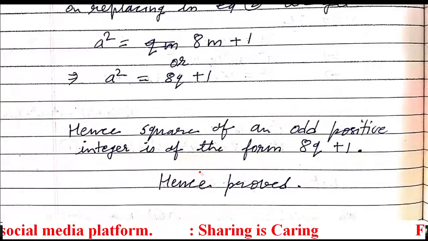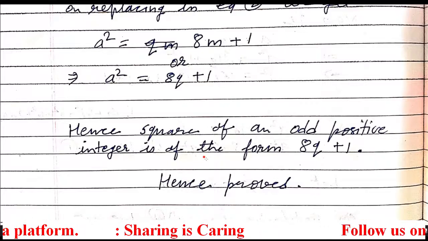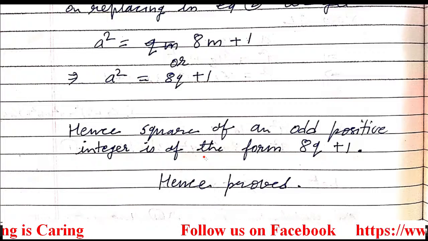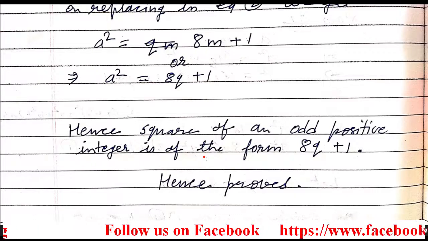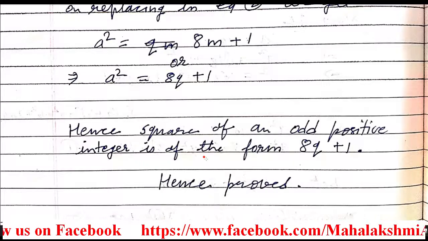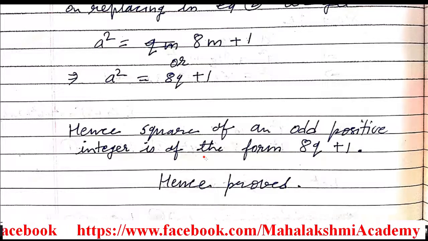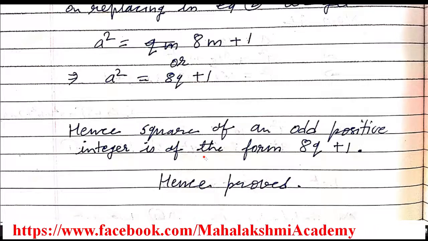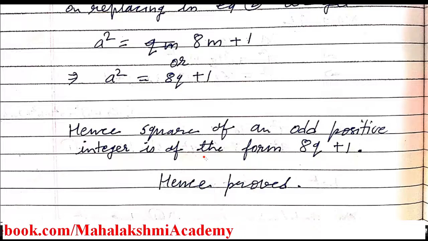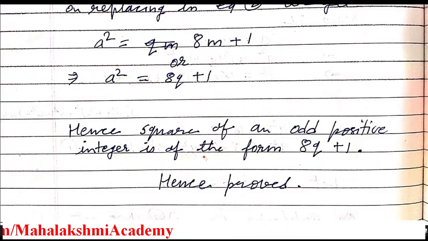So I hope this question number 1 is clear to you. In this, what we have to do is prove that the square of any positive odd integer can be written in the form of 8q plus 1. For this, students, you have to use Euclid's division lemma, that is a is equal to bq plus r, and here b is the divisor which you yourself have to select by your own choice. Whatever the question wants, according to that you have to select.